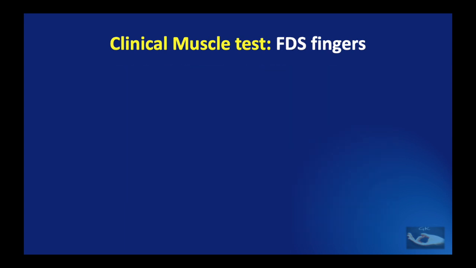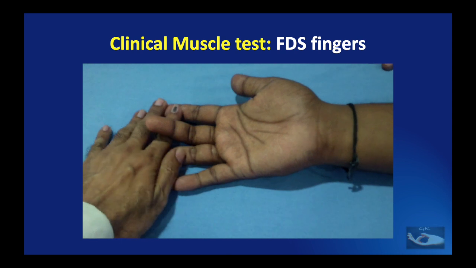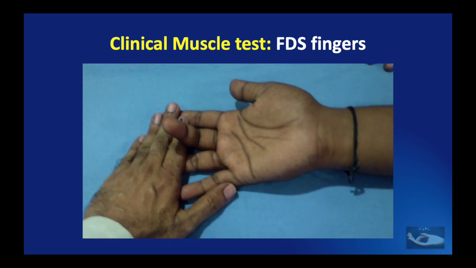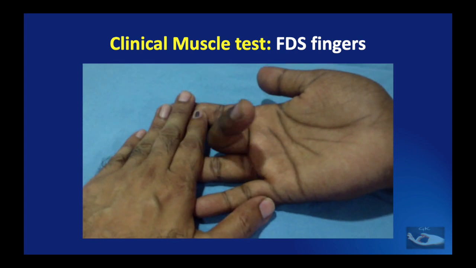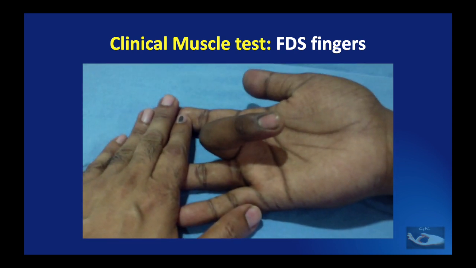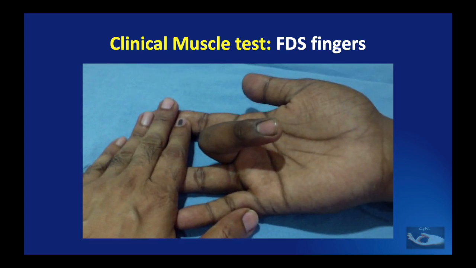We shall now check the method of testing the flexor digitorum superficialis of the fingers. We shall start with the middle finger. The flexor digitorum superficialis acts on the proximal interphalangeal joint to flex it, but there is another tendon, the flexor digitorum profundus, which can also act on the proximal interphalangeal joint to flex it.